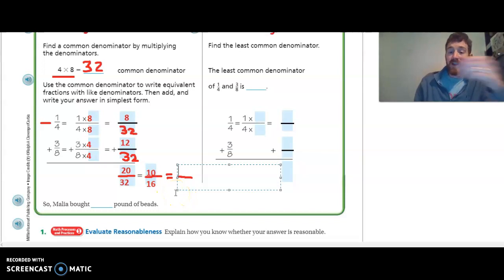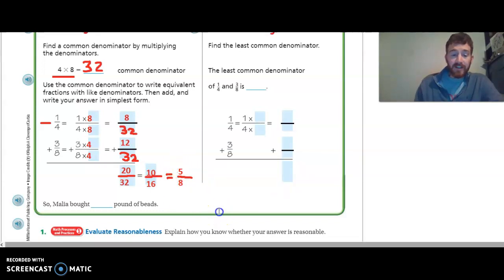Okay, so now if we see 10/16, those are also 2 even numbers, and we can divide those by 2 again. So if I do 10 divided by 2, that'd be 5, and 16 divided by 2 would be 8. Okay. And now this is going to be our simplest form. Here's my simplest form. Okay, so there we have it.